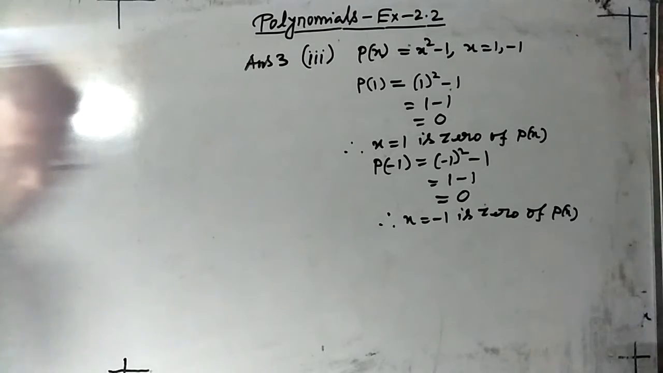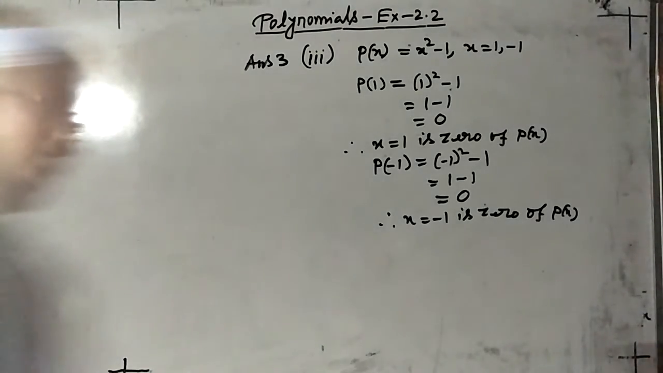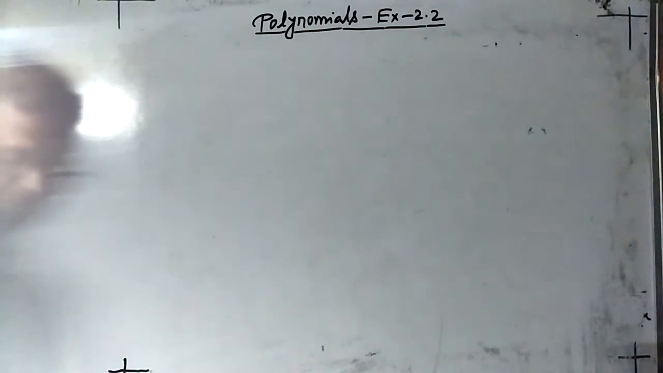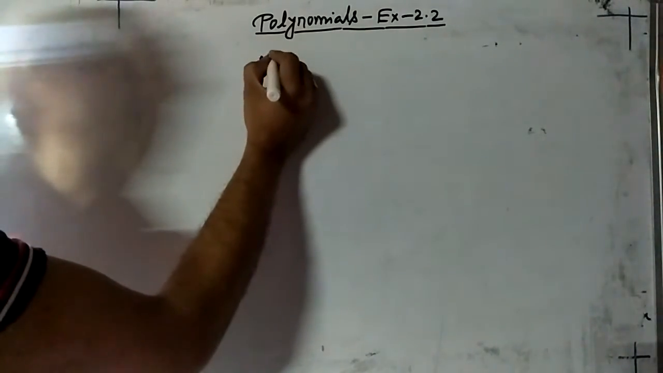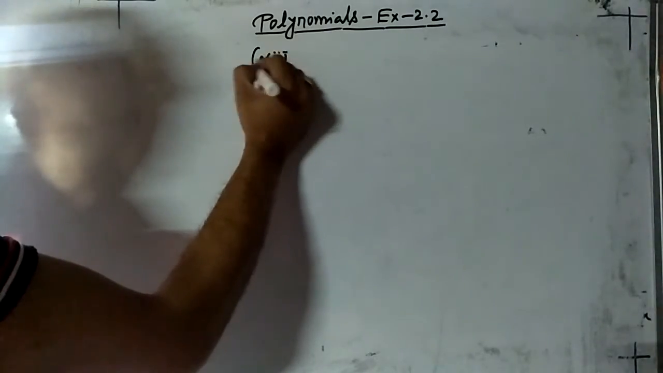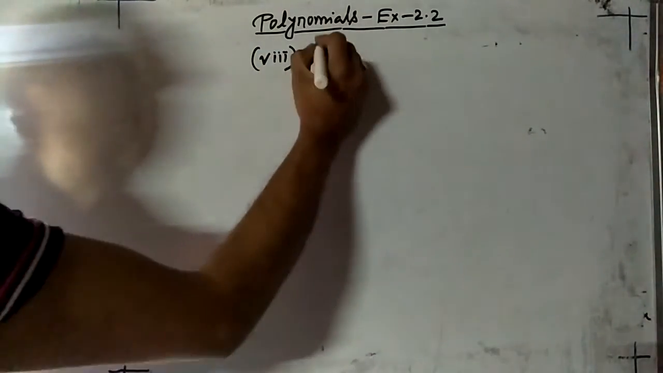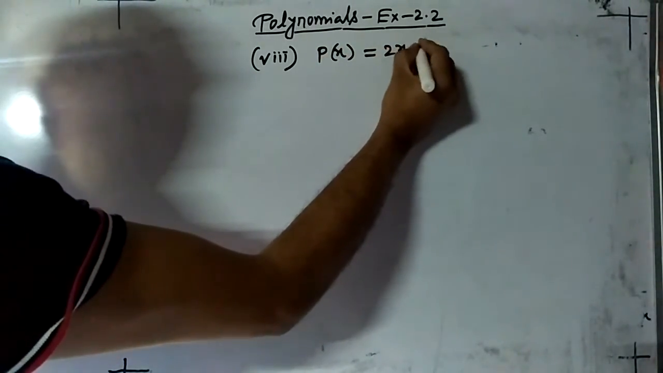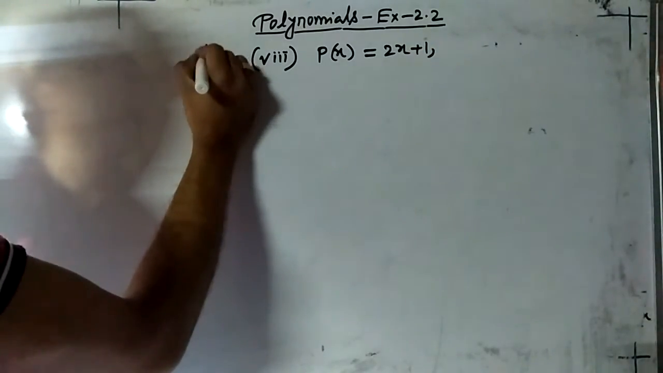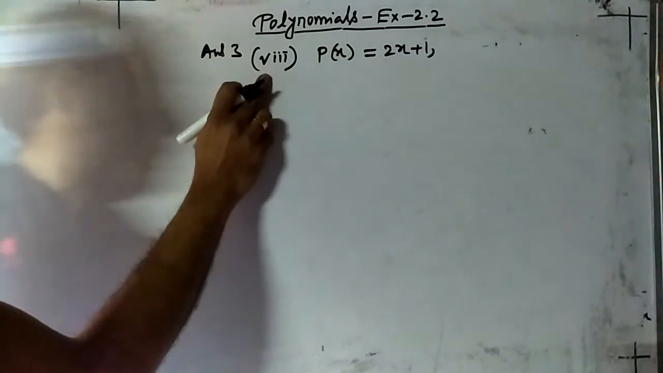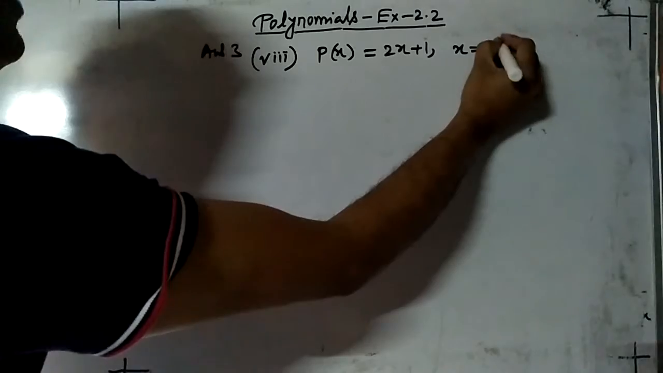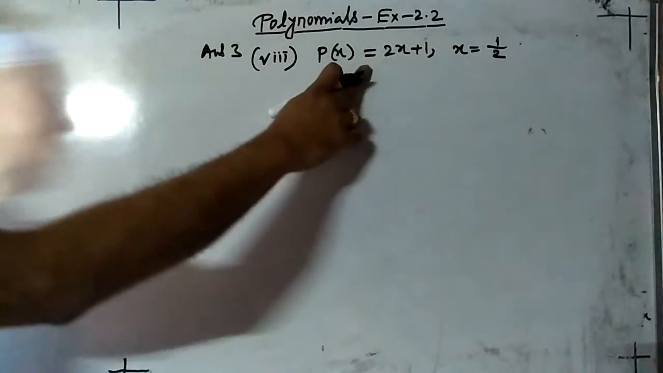One more part I am doing of question number 3, that is part 8. So I'll remove this. Question number 3, part 8. Here p(x) equals 2x plus 1. This is question number 3. Answer 3, part 8. p(x) equals 2x plus 1. We have to check whether x equals 1 by 2 is a zero of this p(x) or not.